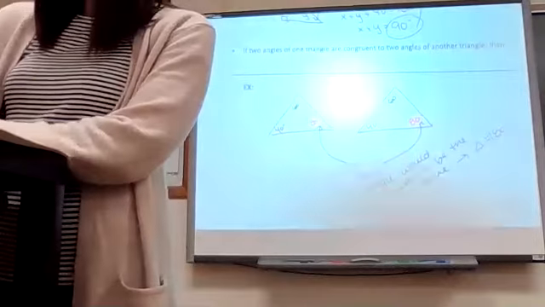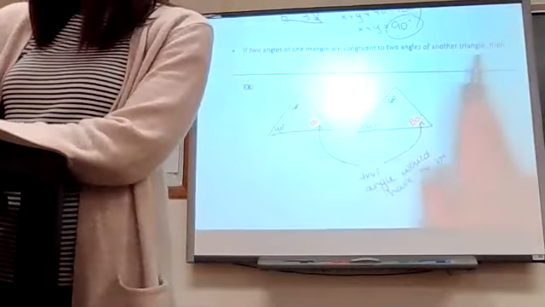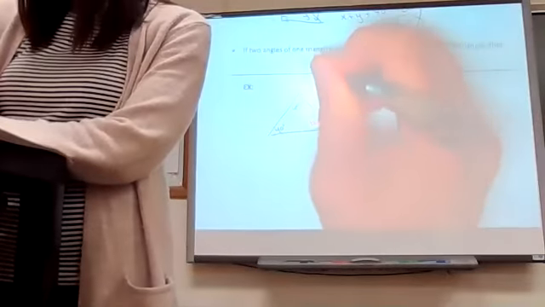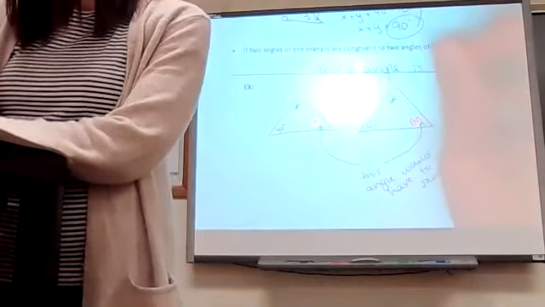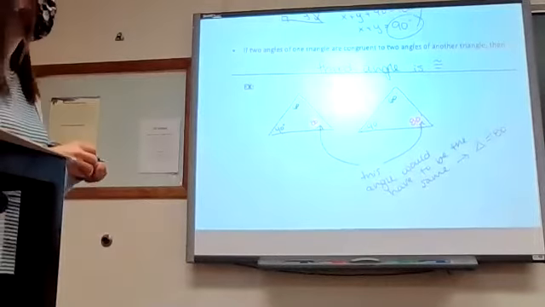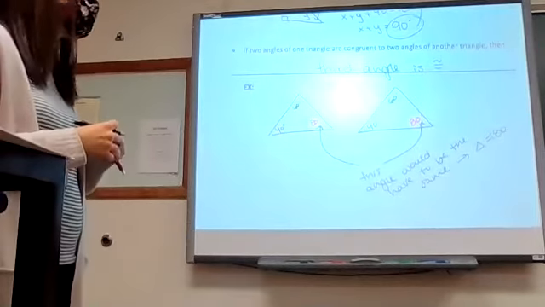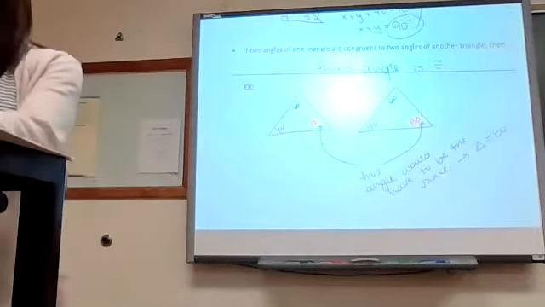There's no other way around it. So if two angles are congruent to two angles in another triangle, then the third angle is congruent too. So the triangle has to add up to 180. That has to be true.